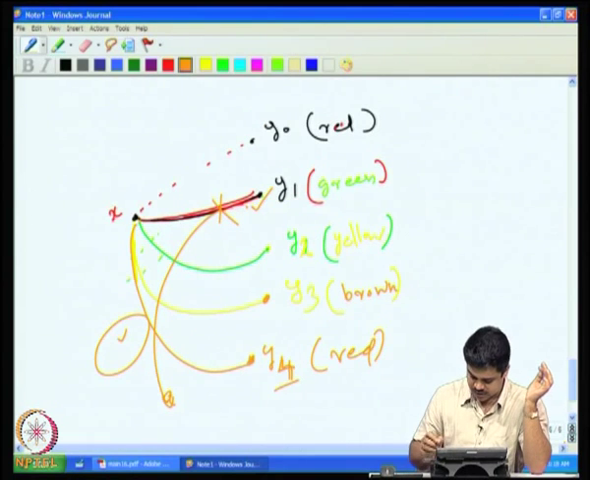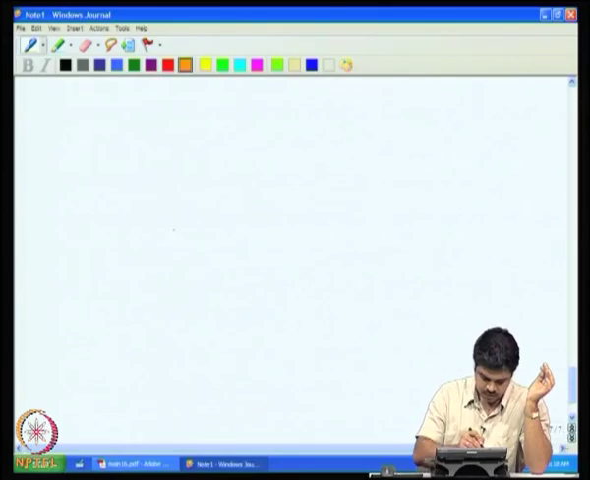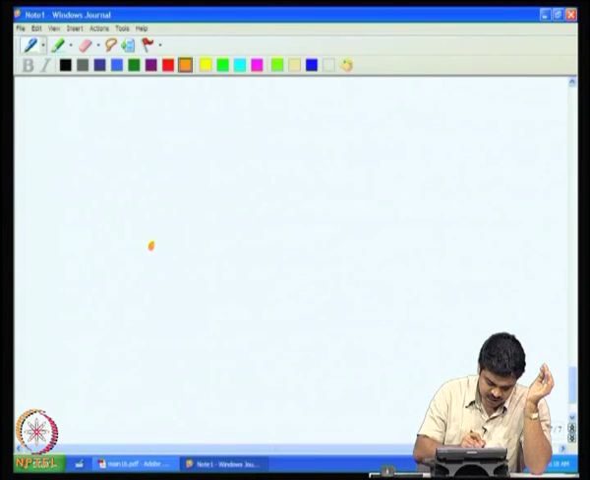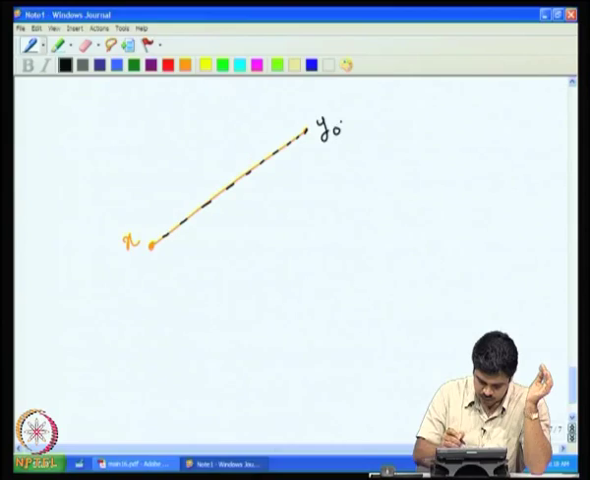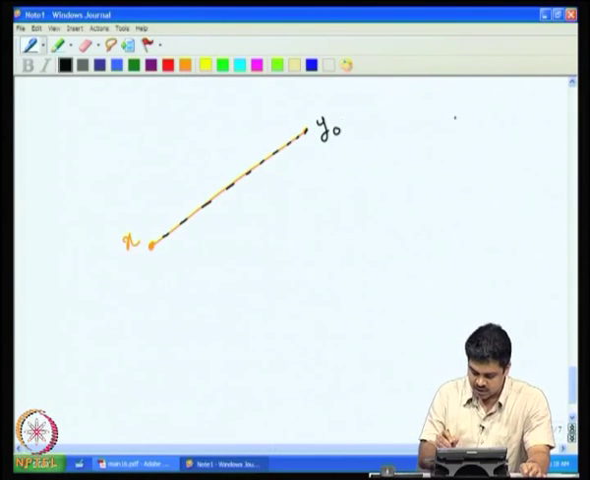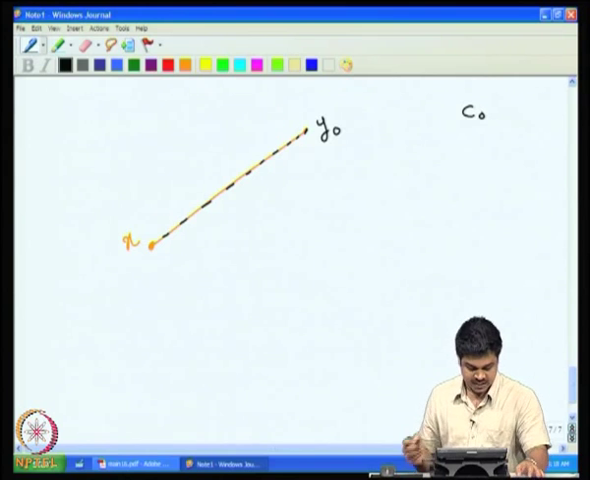So, the situation now is like this. What we have done is we picked up this vertex x, and this was the edge in G0, when we removed it we got G0, this is y0, and based on this we got the coloring, that is C0, the base coloring with which we are starting.